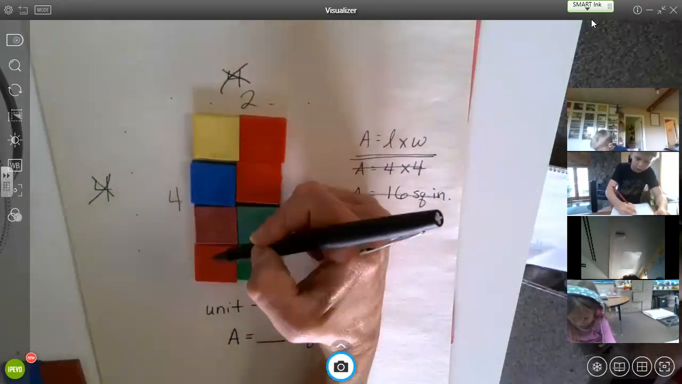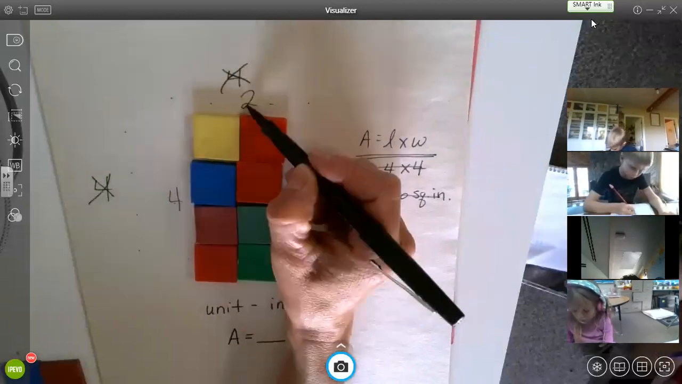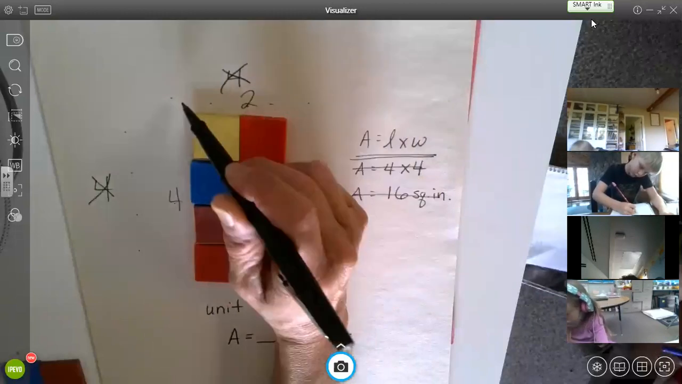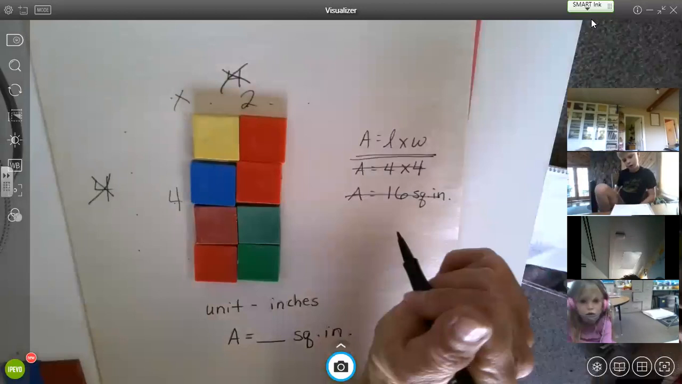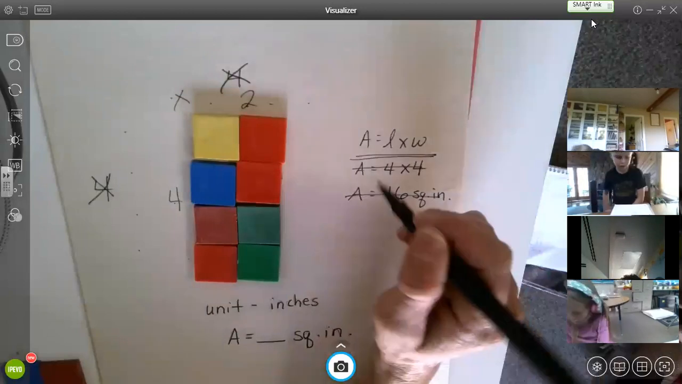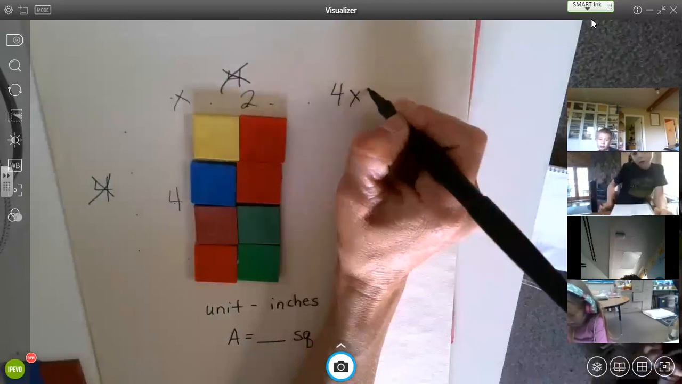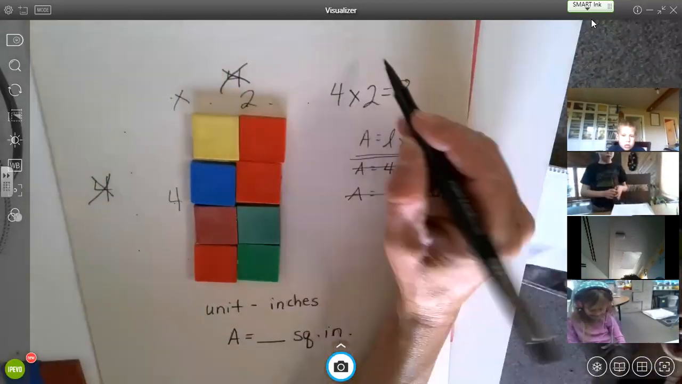So you knew that you have 4 on one side and 2 on the other, so length and width. So I saw you had an equation. What was your equation? And now, so she got 4 times 2 equals 8 because area equals length times width.